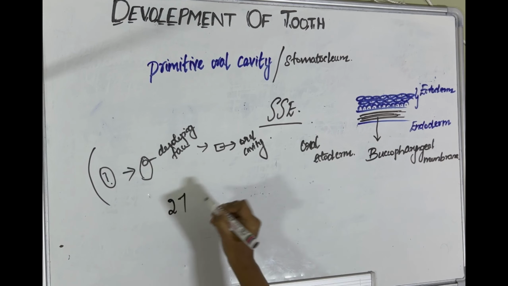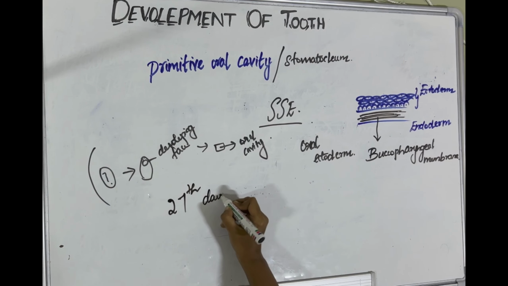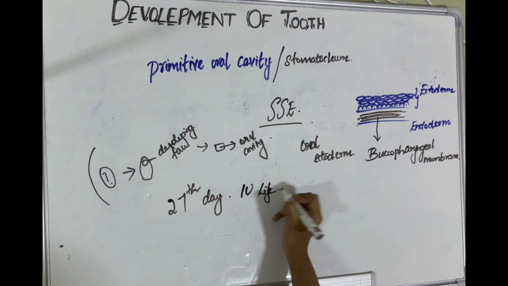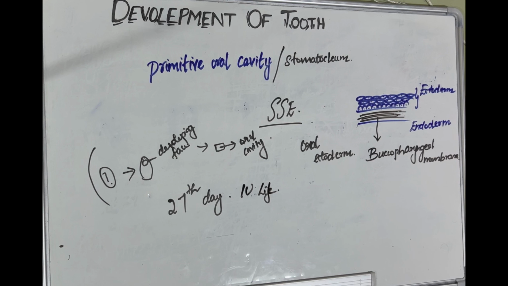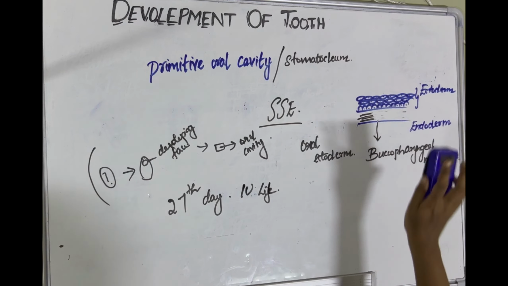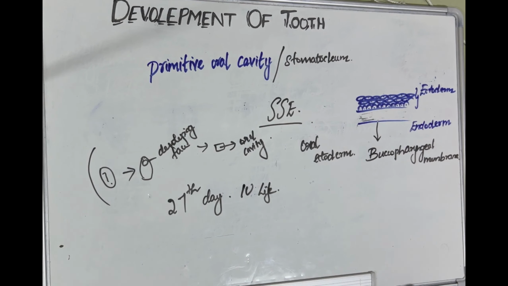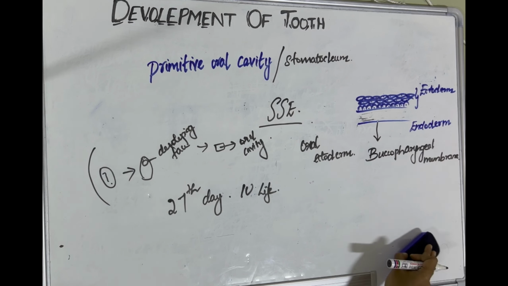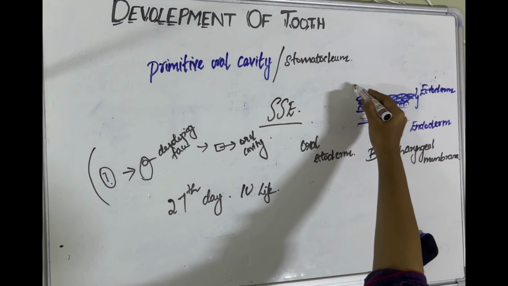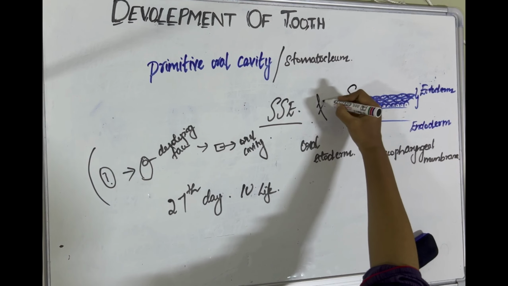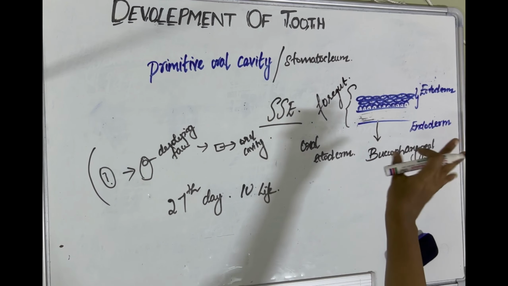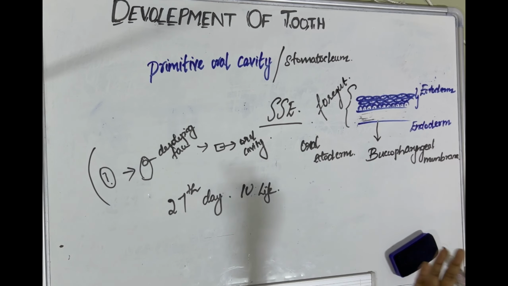the 27th day of gestation, or 27th day of intrauterine life, the buccopharyngeal membrane will get ruptured, and the ectoderm and endoderm will be in contact. This happens in the foregut region. So at the 27th day of intrauterine life, they will rupture.